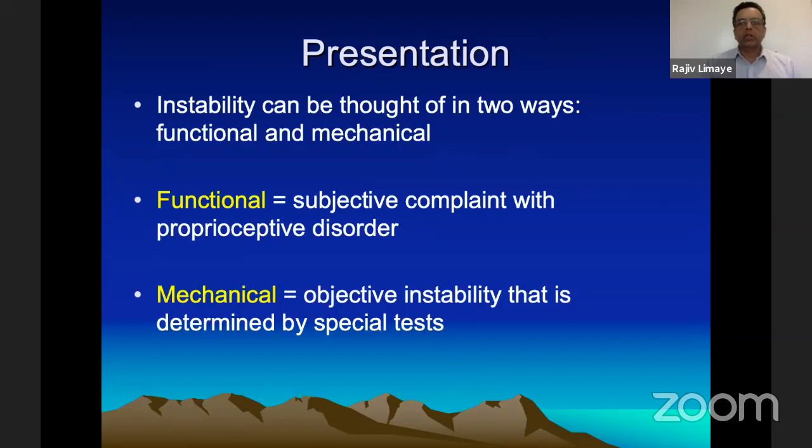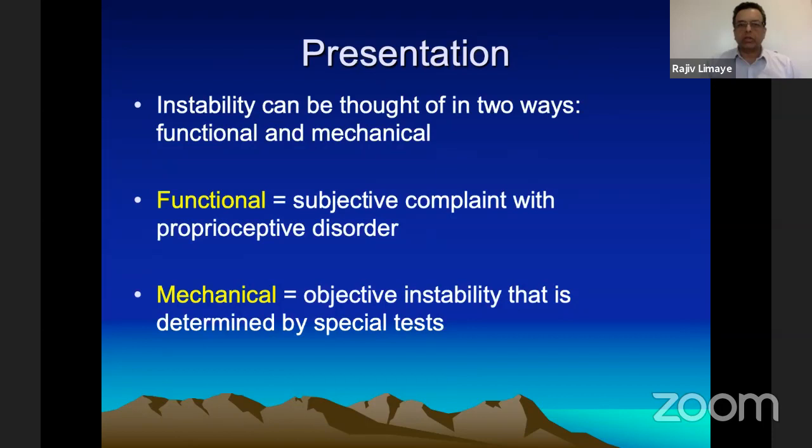So when patients come into clinic, they say, my ankle gives way on me, or my ankle feels loose, or I cannot trust this ankle. These are the functional instability symptoms. When the doctor examines that ankle and finds mechanical instability, that is objective evidence performed by special tests, which we'll come to in a minute.